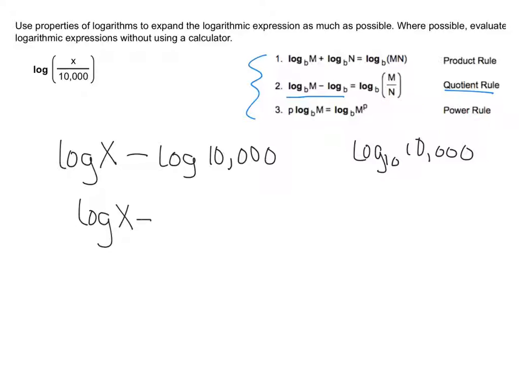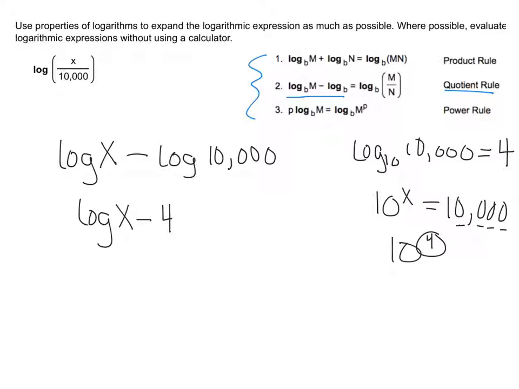The exponential form is 10 to some power equals 10,000. Now, since we have 4 zeros behind our 1, I know that 10 to the 4th power is 10,000. So the log of 10,000 equals 4. Therefore, my simplified answer is log x minus 4.